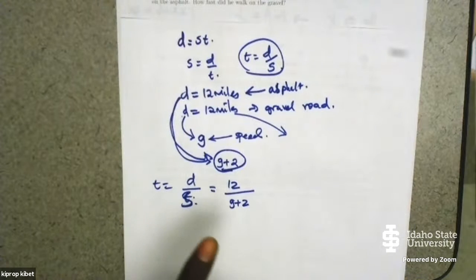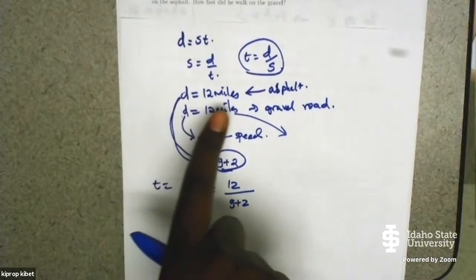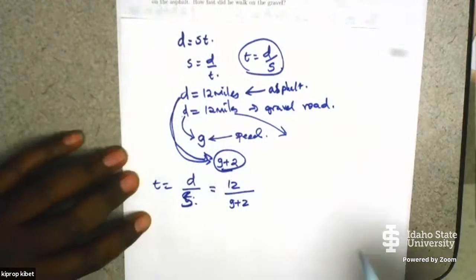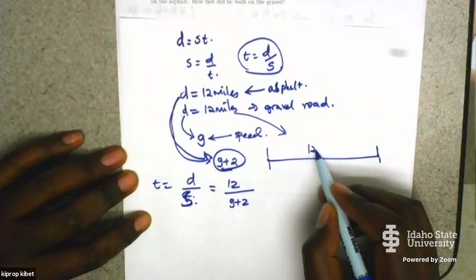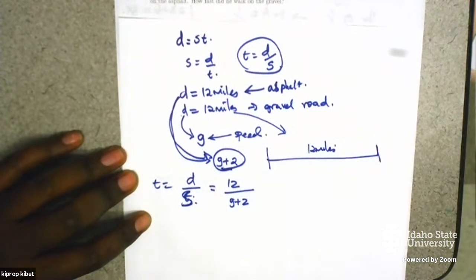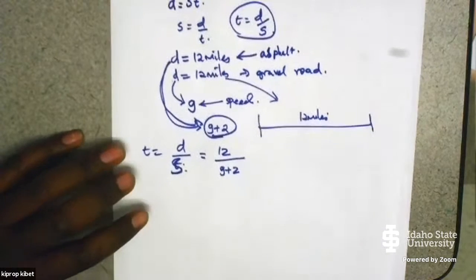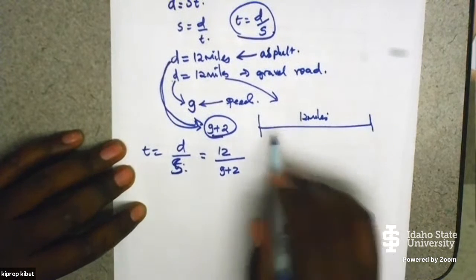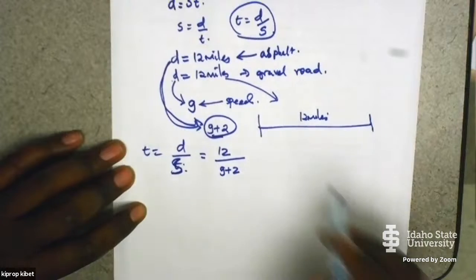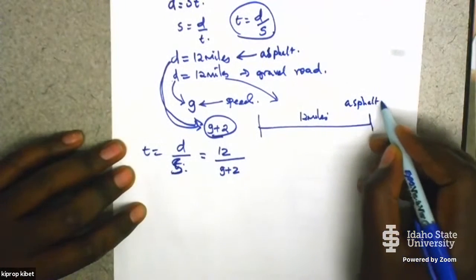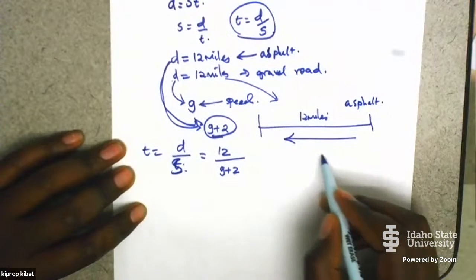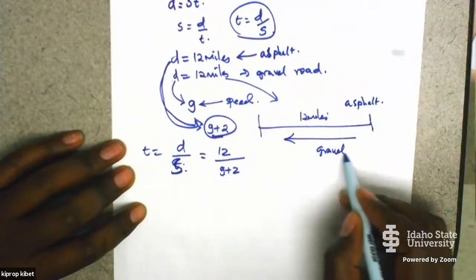So now, looking at this, in this case they walk 12 miles, each one of them, right? So they're walking 12 miles. So he's walking 12 miles. When he's going, he's using the asphalt. When he's coming back, he's using the gravel road.